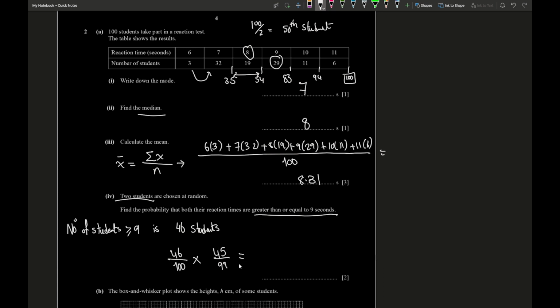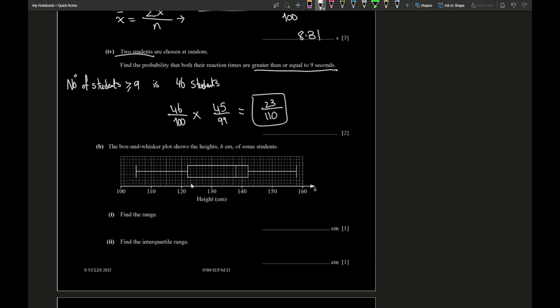And the answer is... wait, let me write it. It is equal to 23 divided by 110. That is the answer. Okay. Part B. The box and whisker plot shows the heights in centimeters of some students. For part i, find the range.